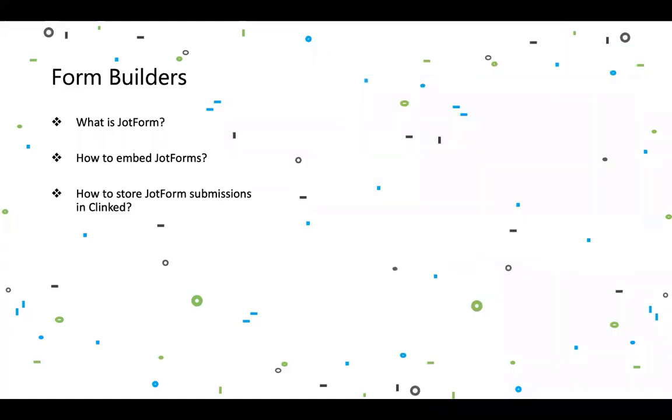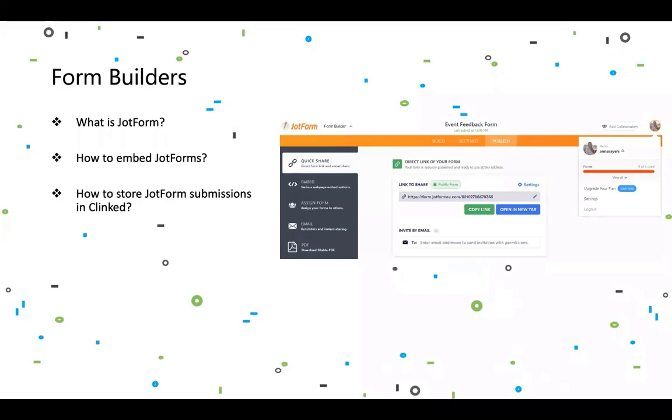So I'm also going to show you how you can store your JotForm submissions inside your Clinked files as a CSV file. In order to do this, you'll need to go back to your JotForm account and go to your personal settings, which you can find on the right hand side as in the screenshot.